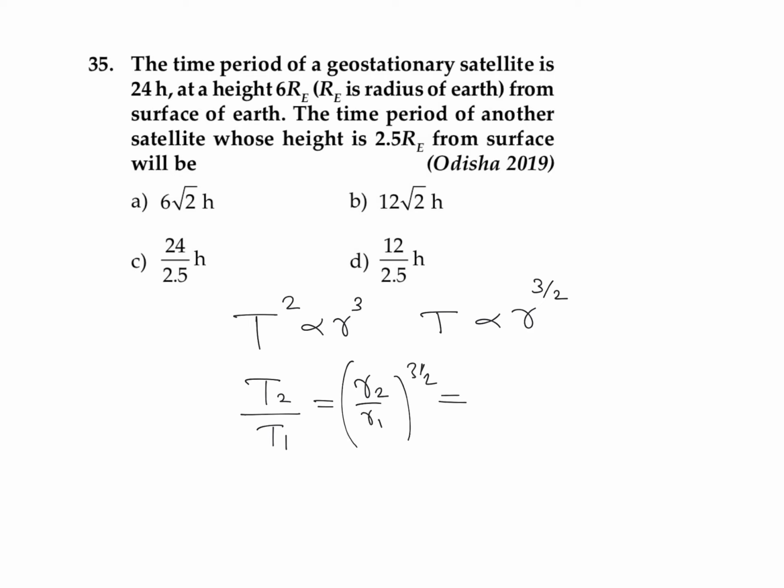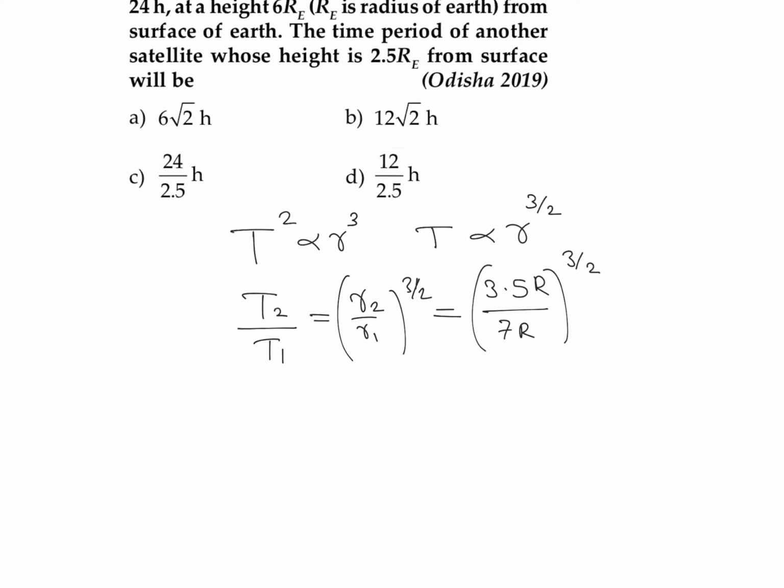Now the value of r2 is given: the second satellite is at a height of 2.5 R from the surface. So if you are observing from the center, it is going to be 2.5 R plus R, that is 3.5 R, from the center of the Earth. The geostationary satellite is at a height 6 RE from the surface, so from the center it is 6 RE plus RE, which is nothing but 7 R, raised to 3 divided by 2.